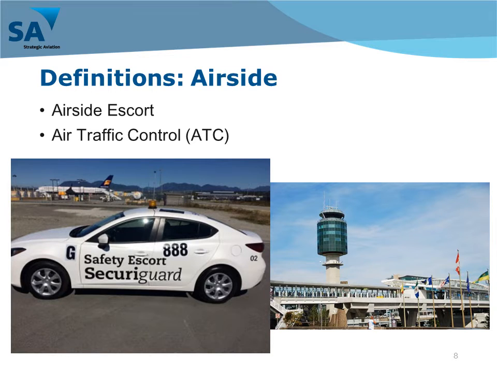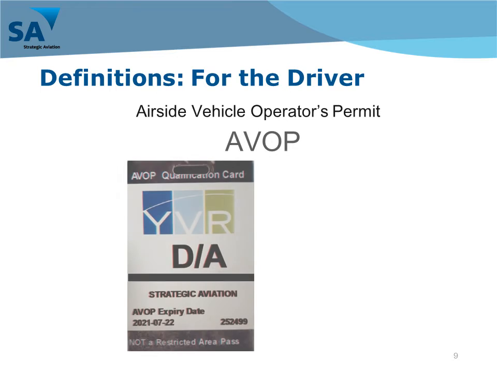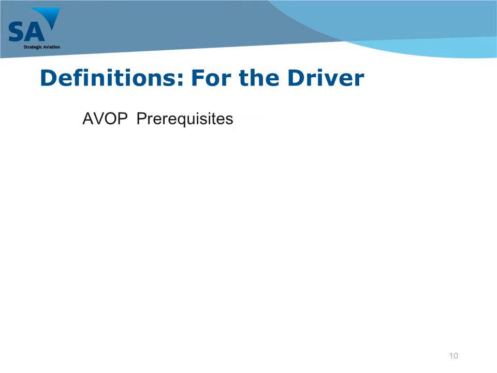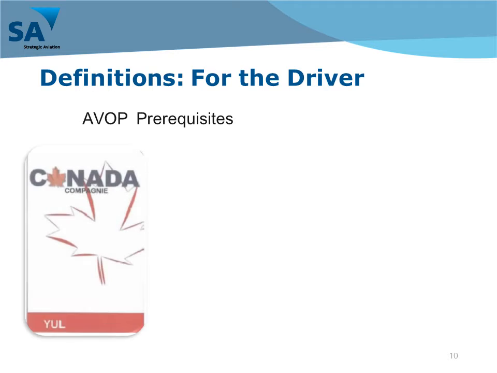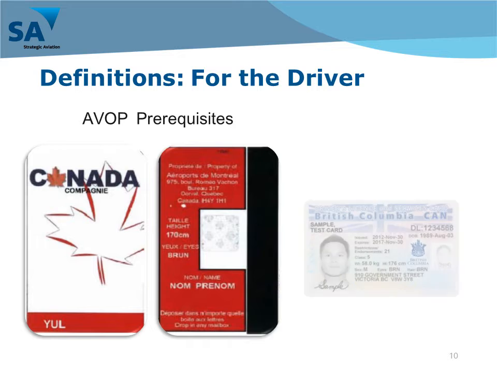The Airside Vehicle Operator's Permit, or AVOP, is what you will be working towards. This is similar to a driver's license, but it allows you to drive airside in certain areas of the airport. There may be different types of AVOPs at your location, so please ask your supervisor for more information about the type of AVOP you will obtain at your base. Prerequisites for obtaining an AVOP are having a valid restricted area identification card, as well as having a valid driver's license.